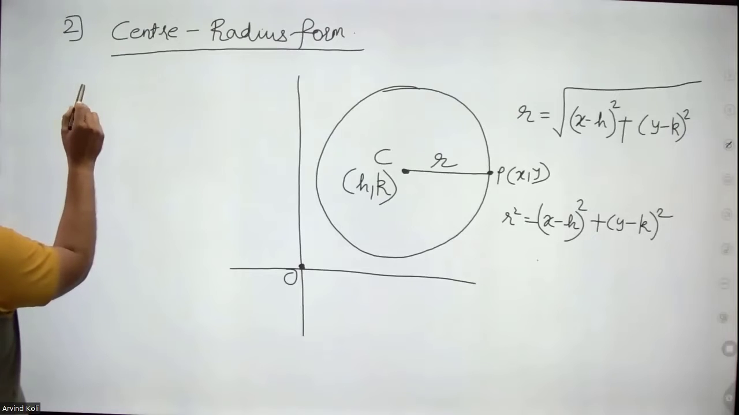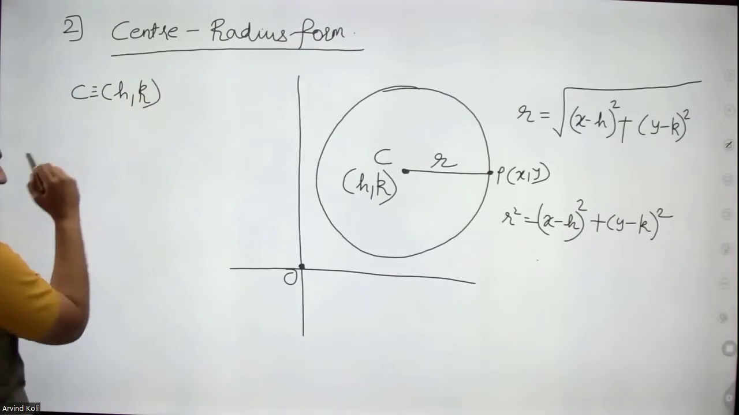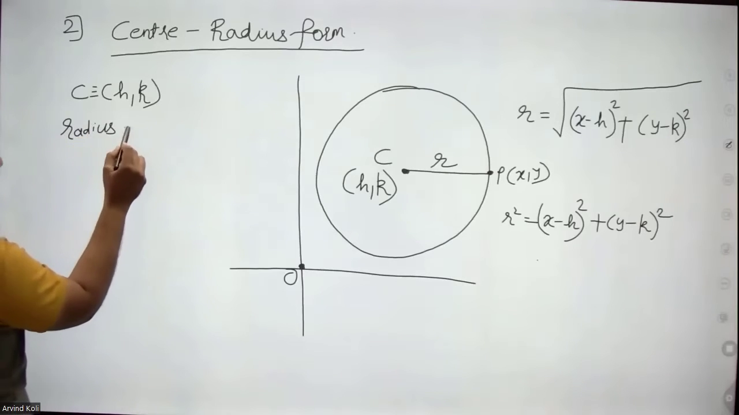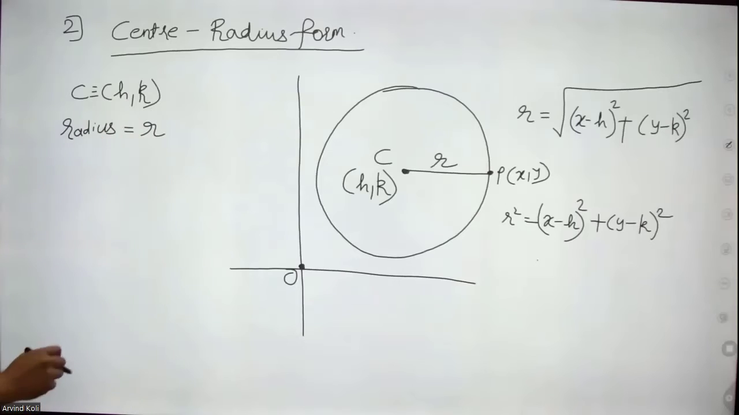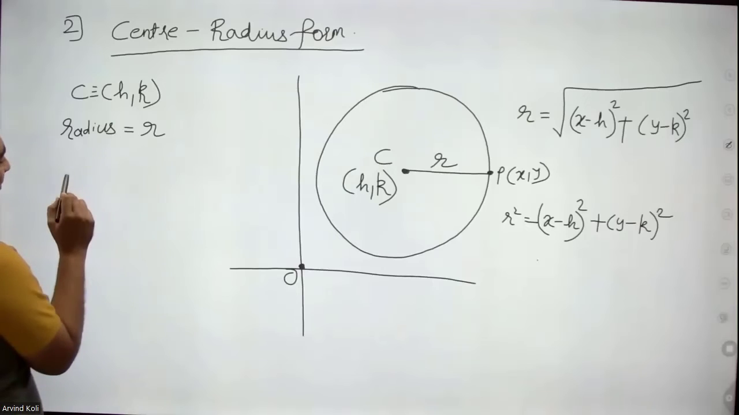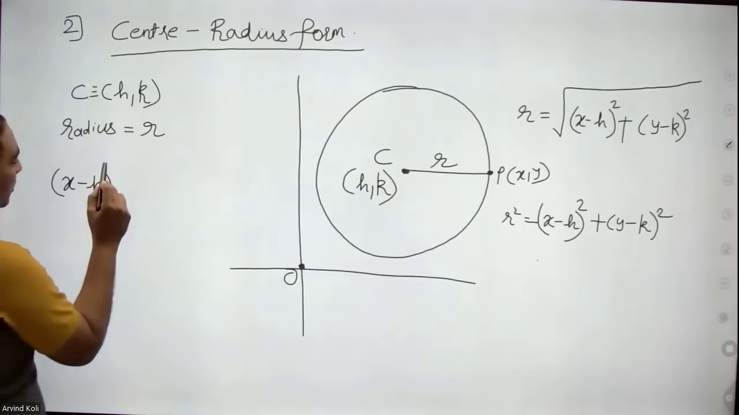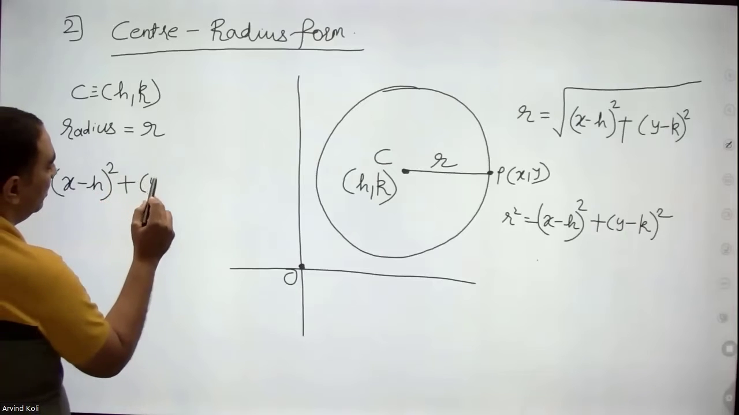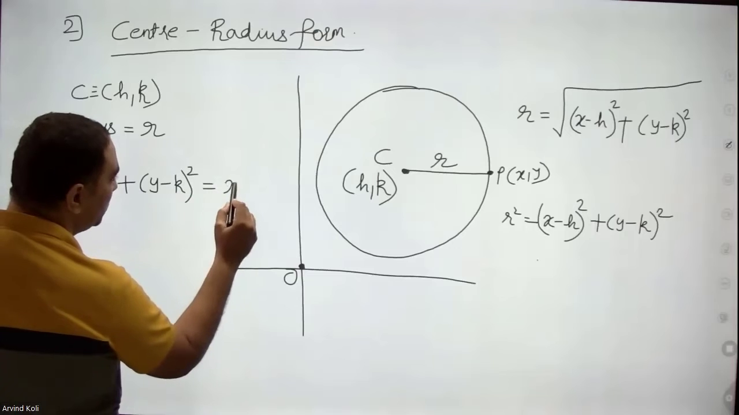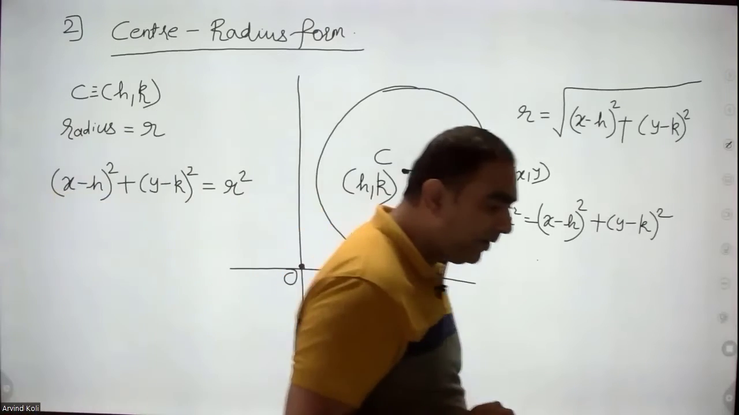If the center of the circle is h comma k and the radius of the circle is r, then by center radius form the equation of the circle is given by x minus h the whole square plus y minus k the whole square is equal to r square. I hope this is clear. Please make a note of it.